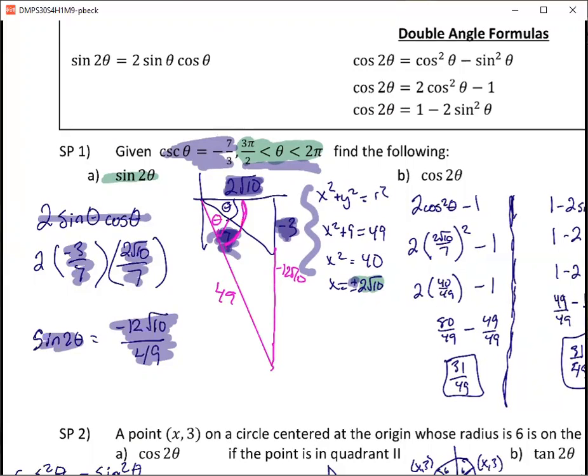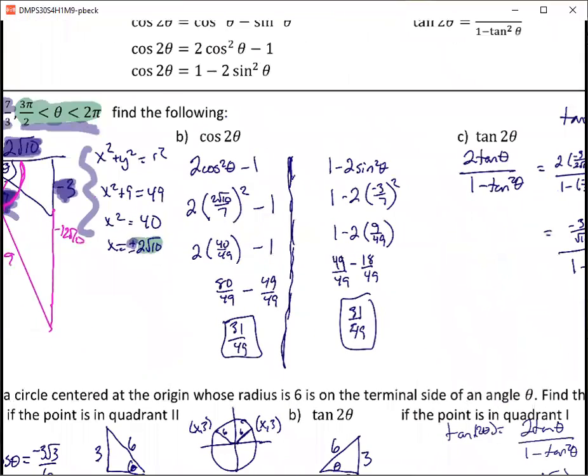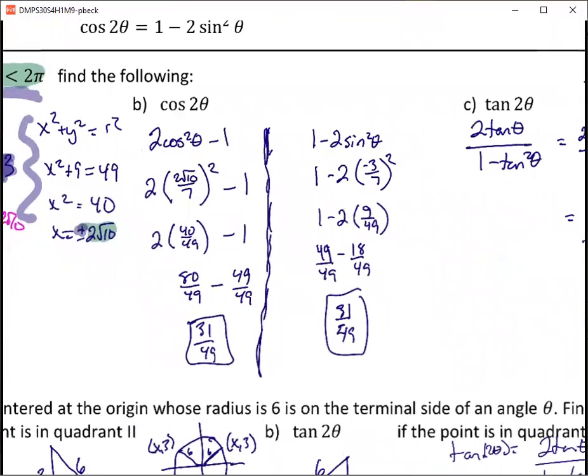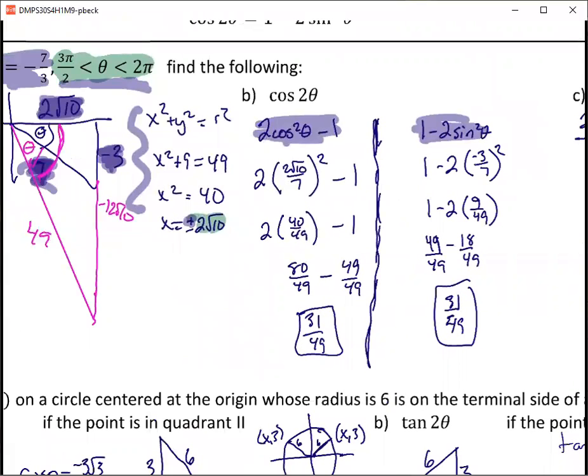So there you go. Cosine of 2 theta. Cosine of 2 theta, we can apply the formulas. If you notice, I've applied 2 different formulas. The first one was 2 cosine squared minus 1. The second one was 1 minus 2 sine squared. Remember, I knew my cosine ratio was 2 square root of 10 over 7. My sine ratio was 3/7. Worked through the math, and I get the same answer either way we do it. So it doesn't really matter which approach we use. We just have to use one of the formulas and go with it.